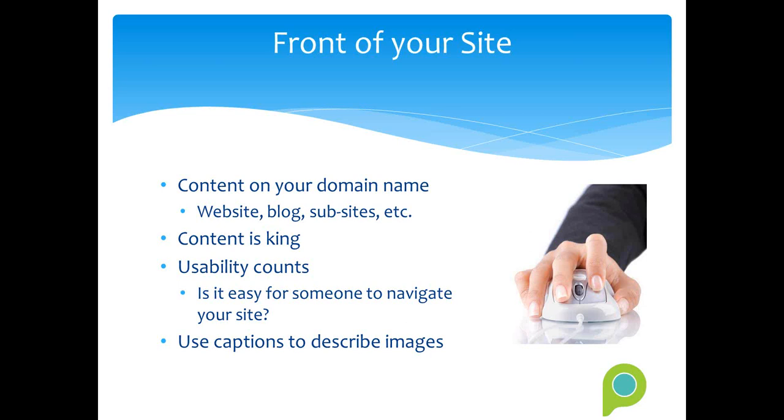Using captions. PhotoBiz provides the option to put captions on your images. These captions are crawled by Google. What you type there is read. So if you're worried about, say, your landscape photography and people not knowing where the shot is taken, use your captions. Your visitors will see them. They'll know what you've shot. Google will see it. Google will say, "I know what that picture is now because I've been told."